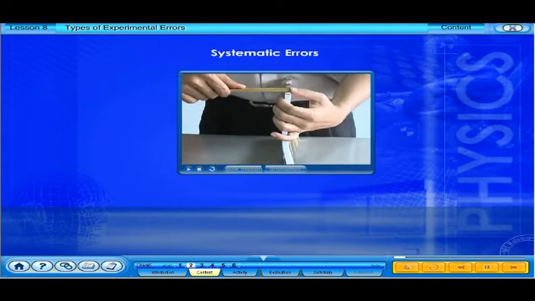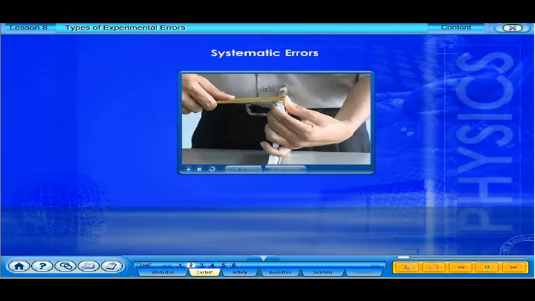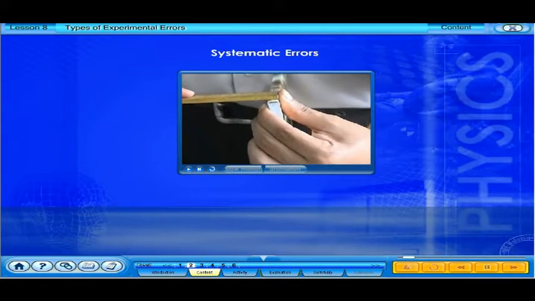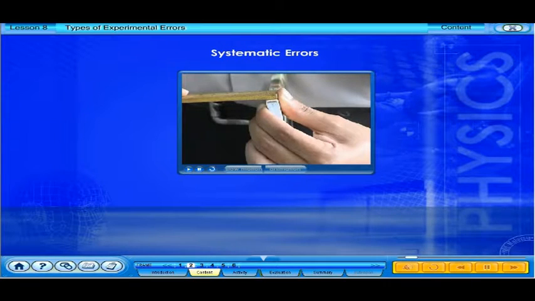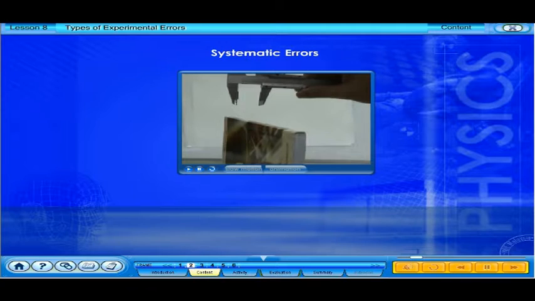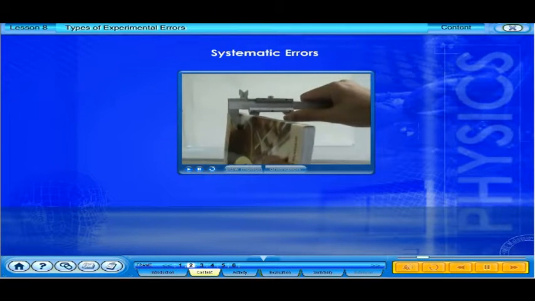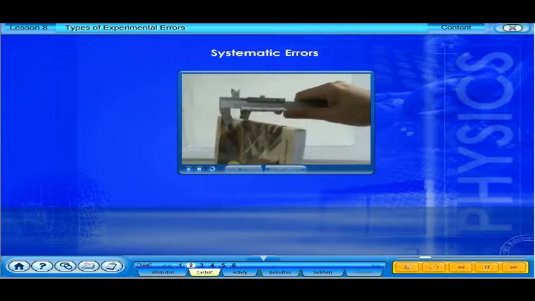One source of systematic error could be due to an inappropriate choice of measuring instrument, for example, using a meter ruler to measure the thickness of a book. To reduce this error, the student could use a vernier caliper, which is more sensitive than a meter ruler.